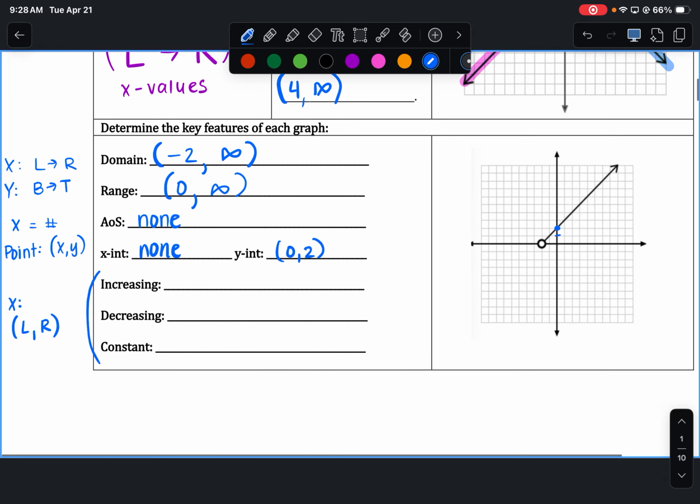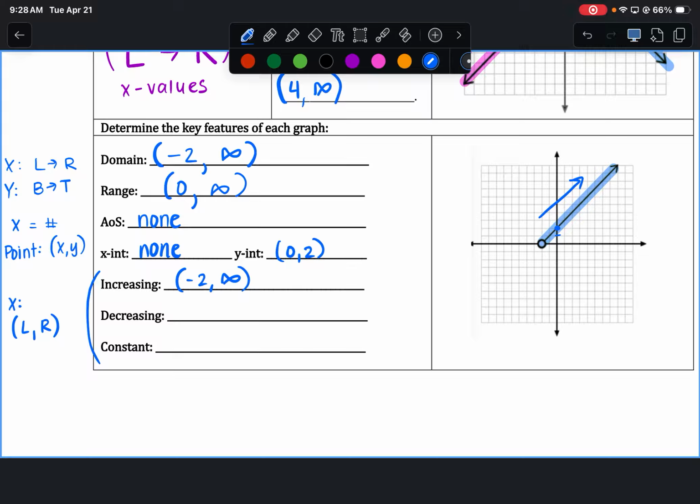Now, we're going to look at this graph from left to right. As we go from left to right, is it increasing, decreasing, or staying constant? Increasing. Where does it start increasing? What x value? -2. When does it stop increasing? Never. It goes to infinity. So, and we always use parentheses here. Okay? So it's from -2 to infinity.